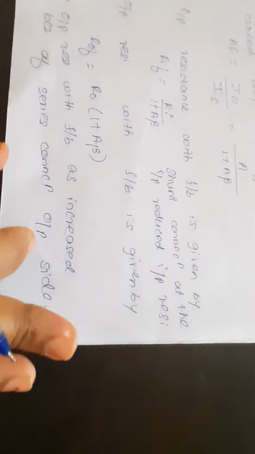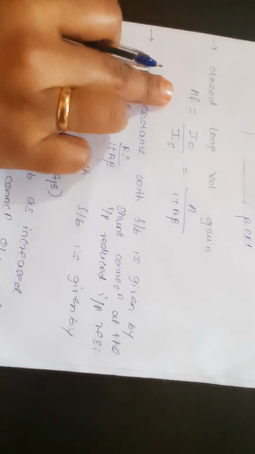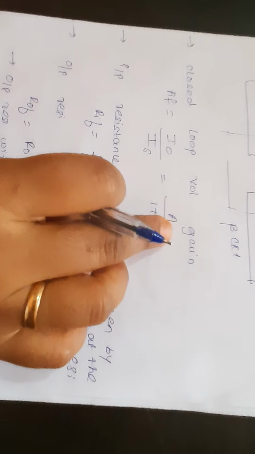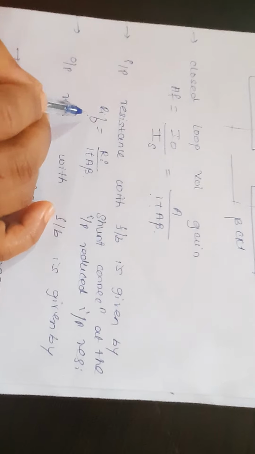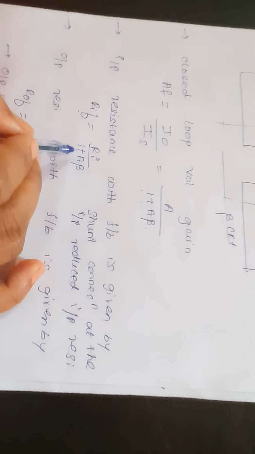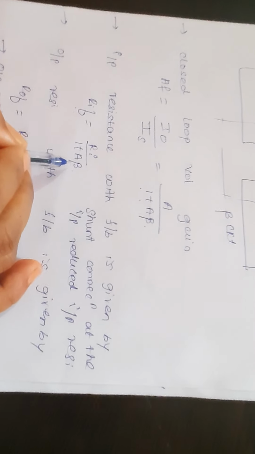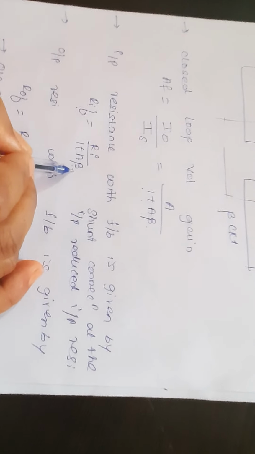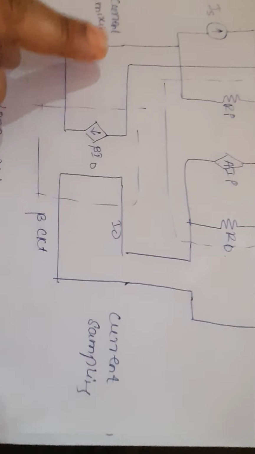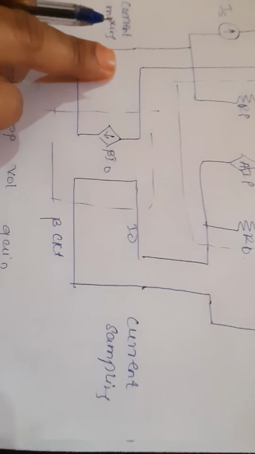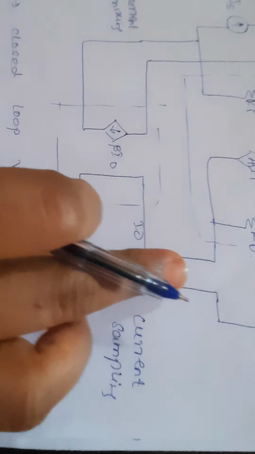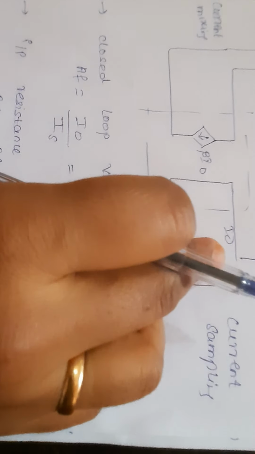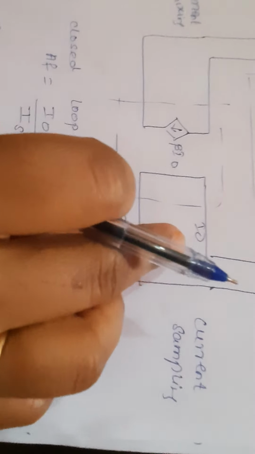Okay, I'll repeat this point once again. The closed loop gain is given by I0 divided by IS. It is given by the formula A divided by 1 plus A beta. RIF is the input resistance with feedback. It is given by Ri by 1 plus A beta. Input resistance is reduced because of the shunt connection at the input. ROF is given by R0 into 1 plus A beta. Because of the series connection at the output, the output resistance is increased.